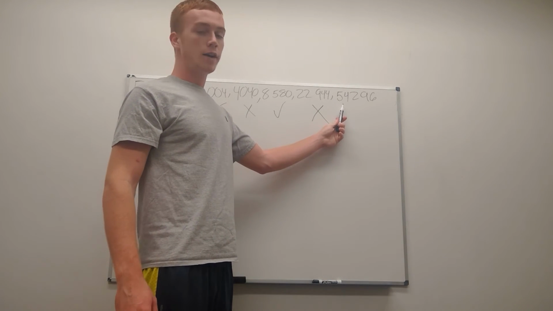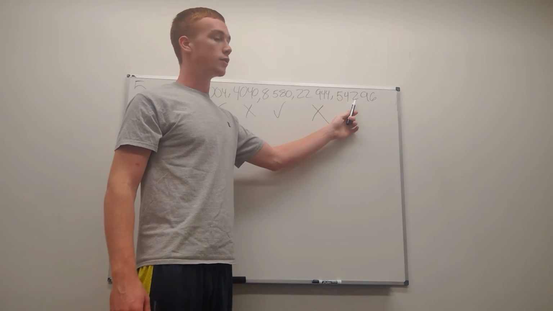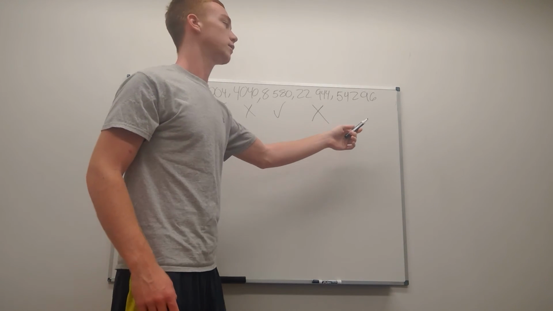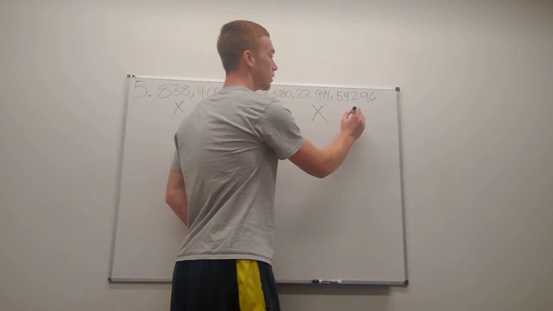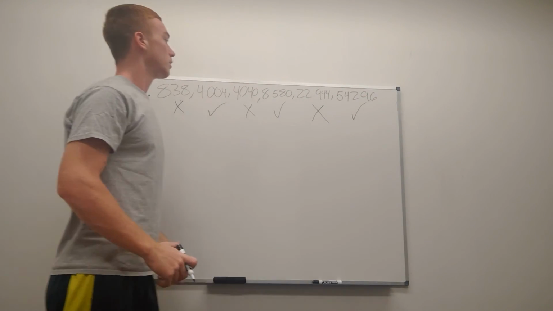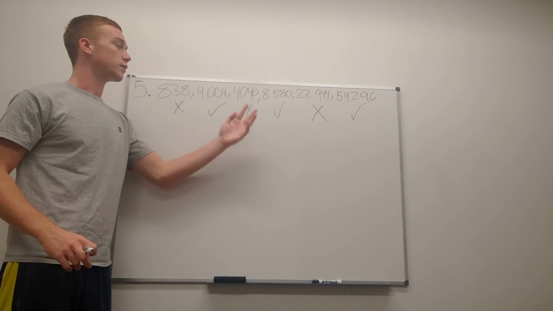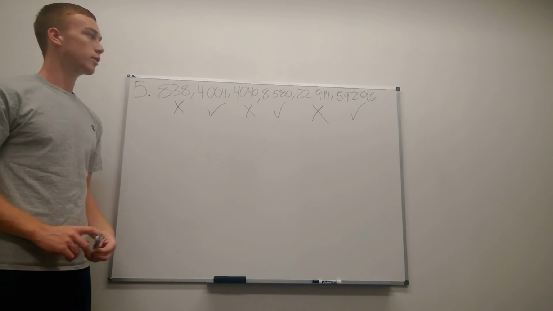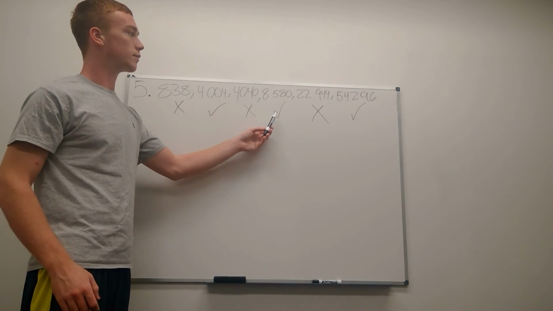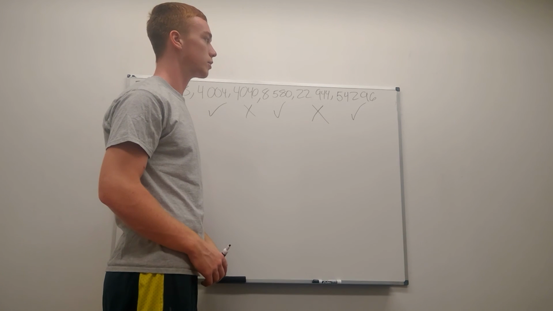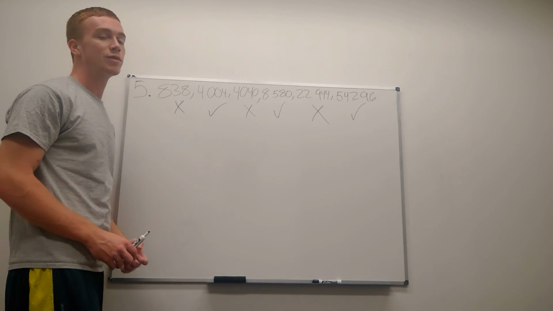And lastly, add 5, subtract 4 is 1, add 2 is 3, subtract 9 is negative 6, add 6 is 0. 0 is divisible by 11. So there are 3 solutions out of these integers that are divisible by 44, and those are 4004, 8580, and 54,296.